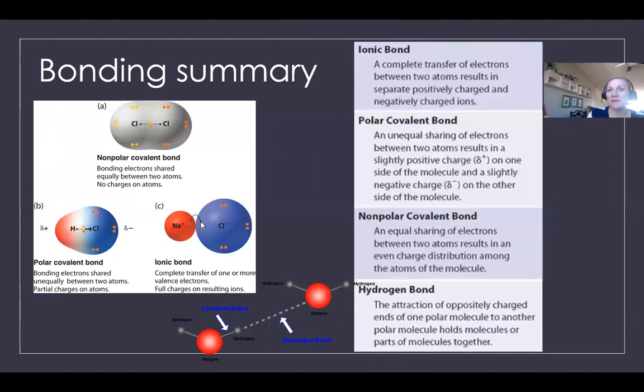So sodium loses a valence electron, goes to chlorine. Chlorine now has a full valence shell. Sodium has a full valence shell, and opposites attract. They spend time together, and that's our ionic bond. And then hydrogen bonding, sorry, this one's kind of hard to see, but I know we've talked about this before. It's not a bond between 2 hydrogens, but it's a bond between polar parts of molecules. So in this case, the most common case that we're going to deal with is water.